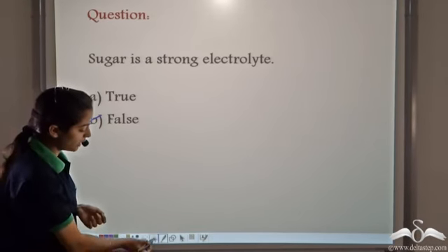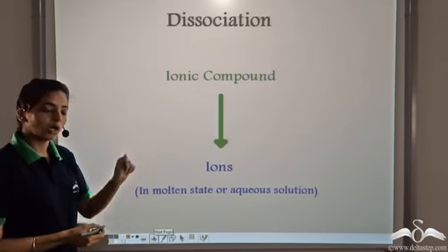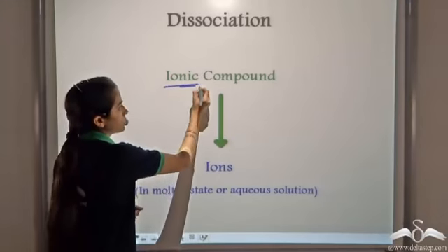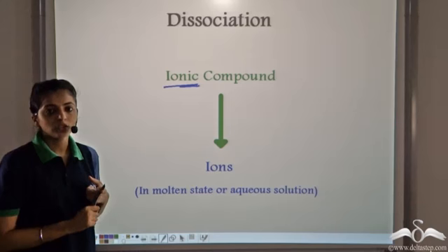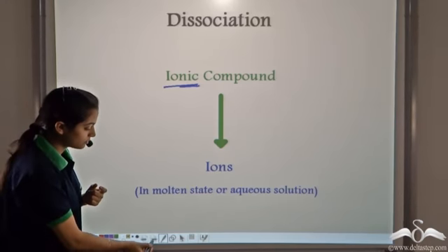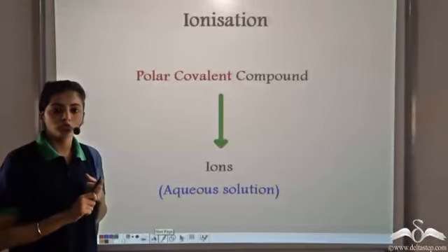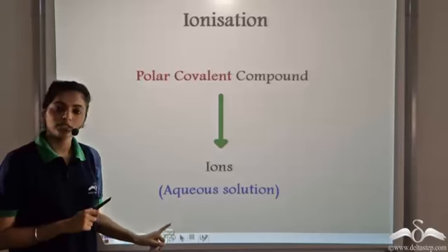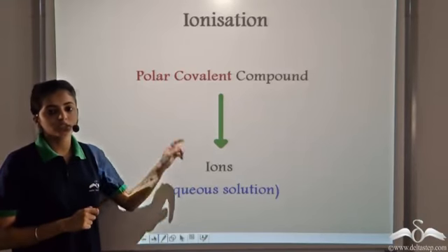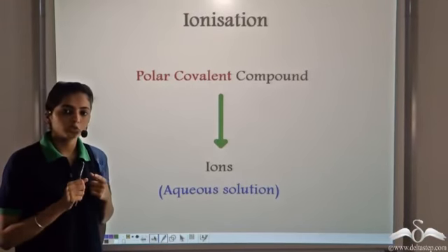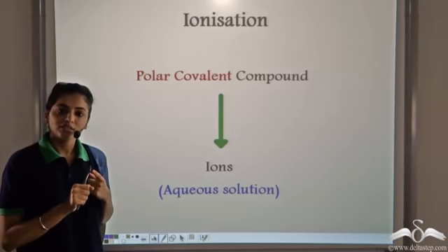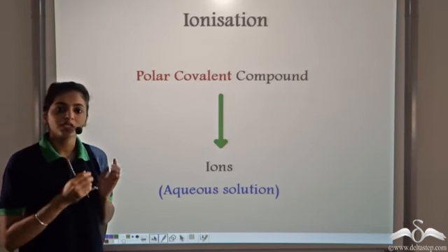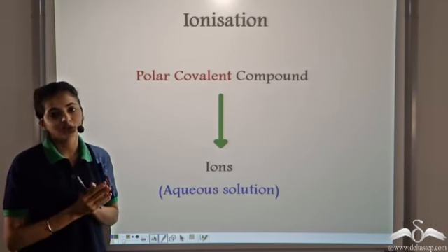So, we have seen so far that ionic compounds form ions in the aqueous state or in the molten state. For covalent compounds, only the polar covalent compounds form ions in the aqueous state, and this process is known as ionization. How do we remember this? The ionic compounds do not ionize. They undergo dissociation, and the polar covalent compounds undergo ionization.